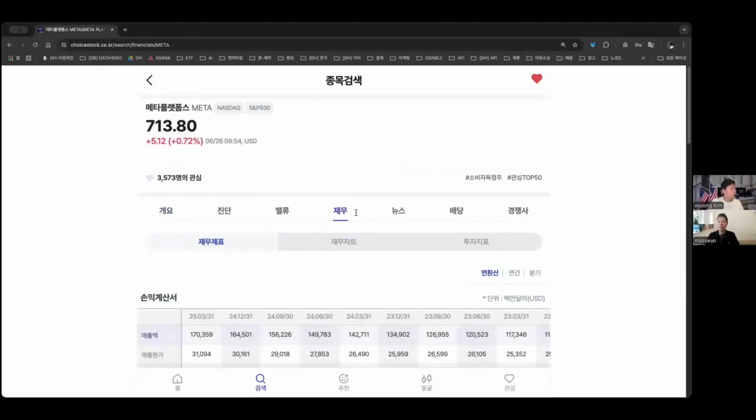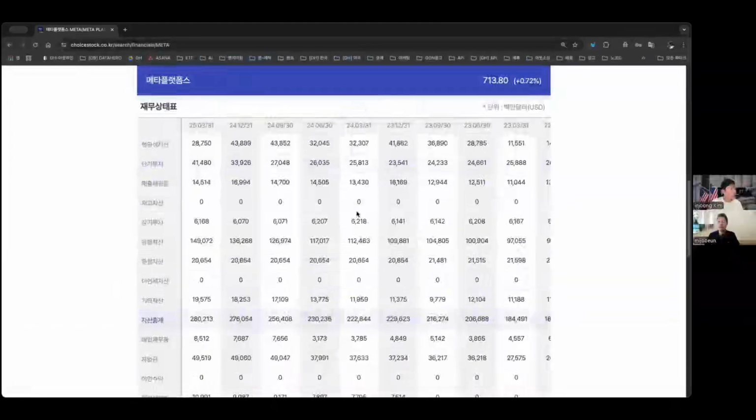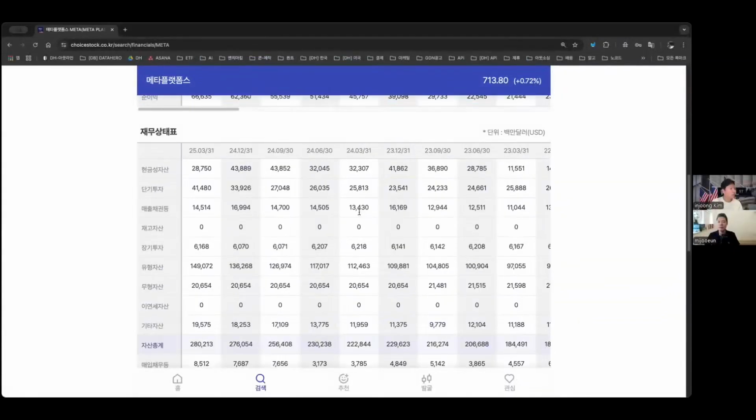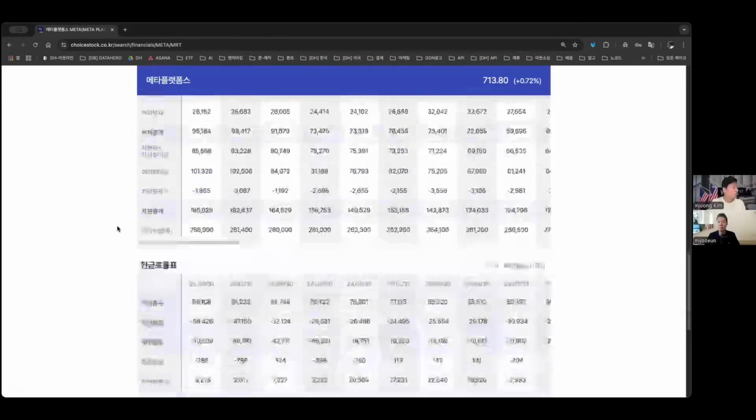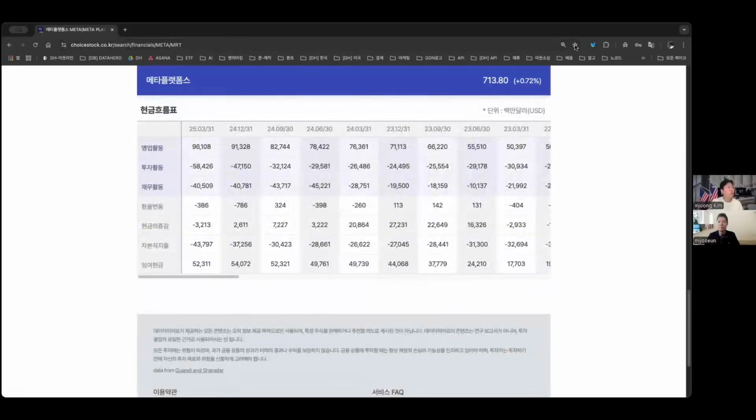I'll go in and take a look. Let's see how much has been invested so far and check things out. This is the current quarter. Let's look at it on an annualized basis first. We'll check it annually, and let's start by looking at the cash flow statement together.